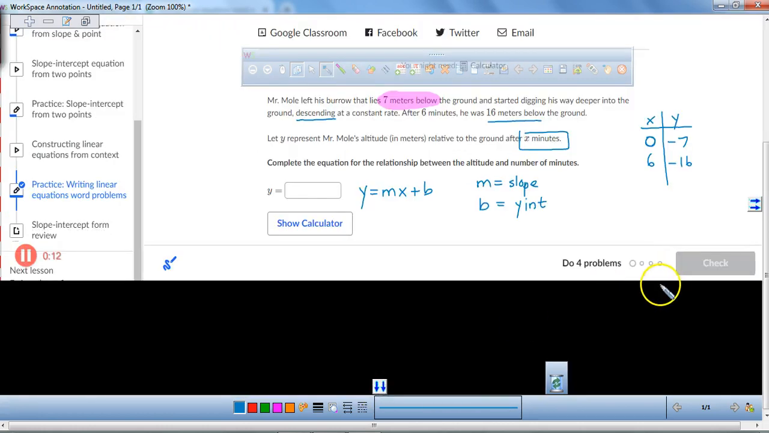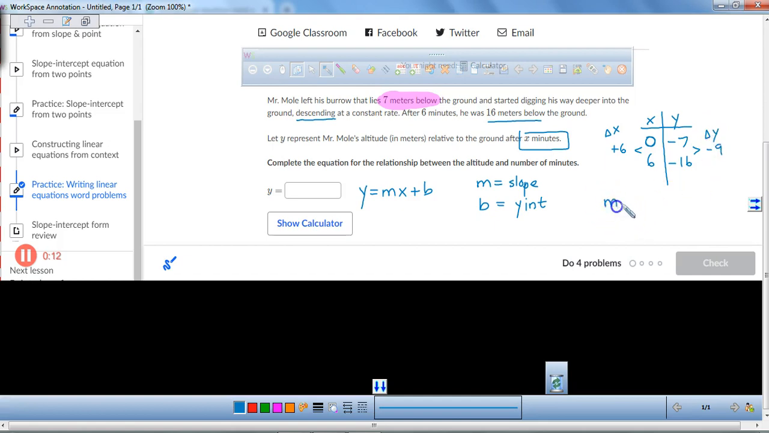So it says complete the equation. There's a couple of things you could do; you can do it by hand if you want to. It's not that big of a deal. At 0 minutes, he's at -7, and after 6 minutes, he's at -16. So you can see how he's going down. How much does the x go up? It goes up by 6. So the change in the x is 6. What's the change in the y? Well, he went down 9 more meters. So that's called the change in the y.